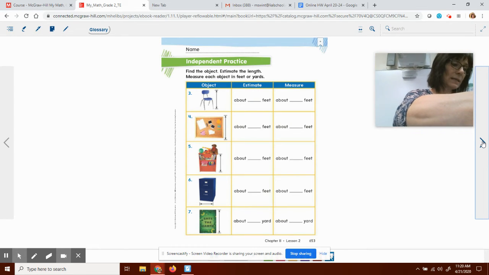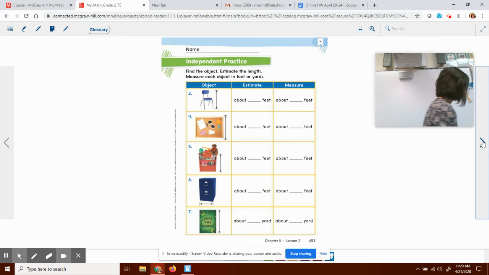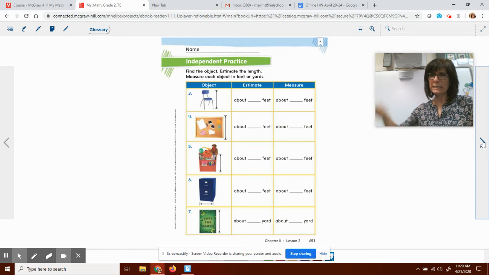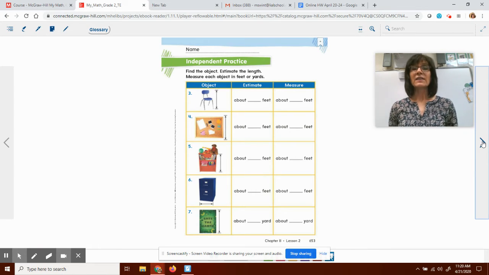All right. On the next page, we have some other measurements. They want you to find objects around the house, which is going to be fun. You're going to take a guess at, first of all, maybe your kitchen chair. About how many feet? From the bottom of those legs to the top of the chair, I'm going to guess maybe about 2.5 feet. And then you're going to actually take your ruler and measure it. The first 1, 2, 3, 4 are all in feet, and the last one would be in yards.